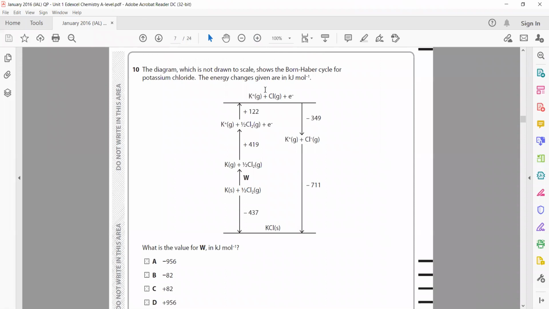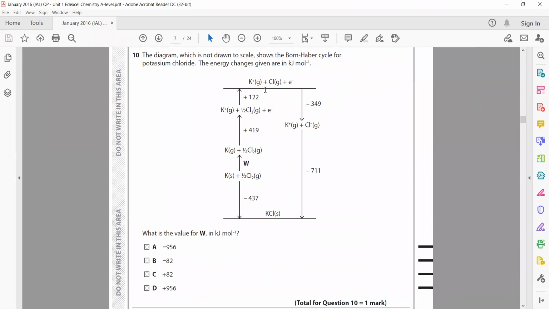The diagram, which is not drawn to scale, shows a Born-Haber cycle for potassium chloride. The energies are given in kilojoules. What is the value for W? So the overall energy change is independent of the route or the path which we follow. Where the two arrows are pointing out, that is the start of the cycle, and where the two arrows are pointing in, that is the end of the cycle.